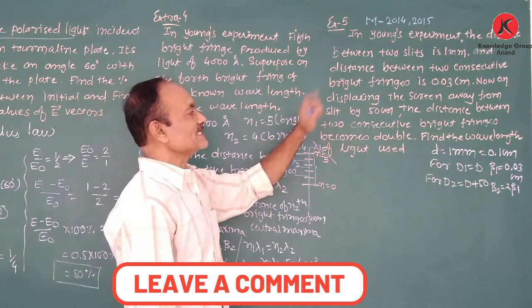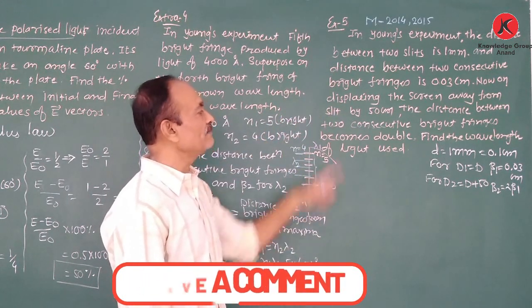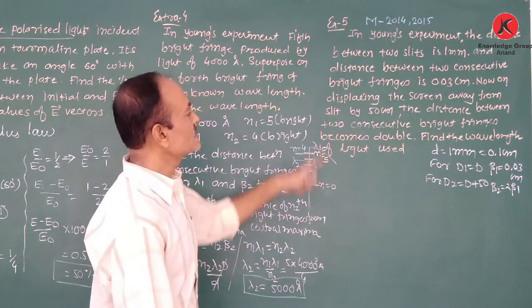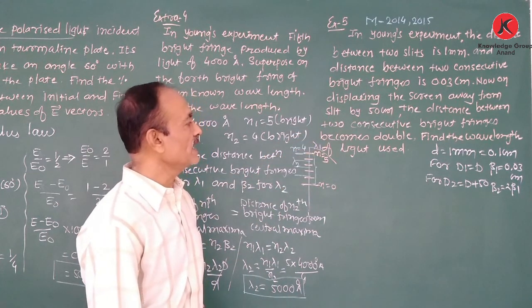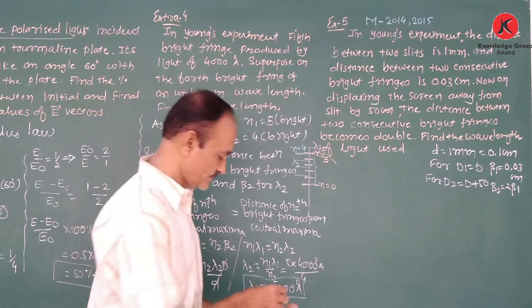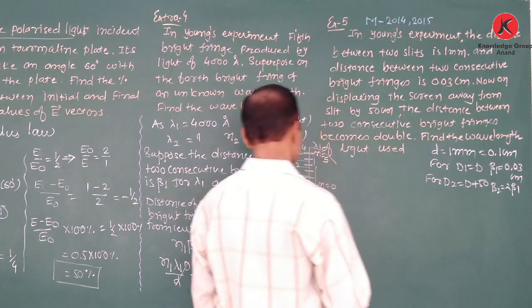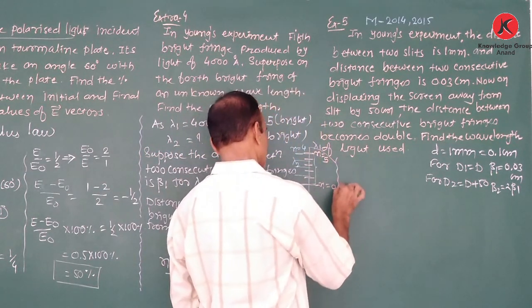Now, on displacing the screen away from the slit by 50 centimeter, the distance between two consecutive bright fringes becomes double. Find the wavelength of light used. For this purpose, we are writing the answer this way.